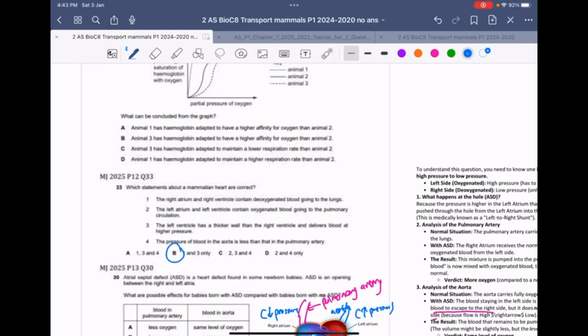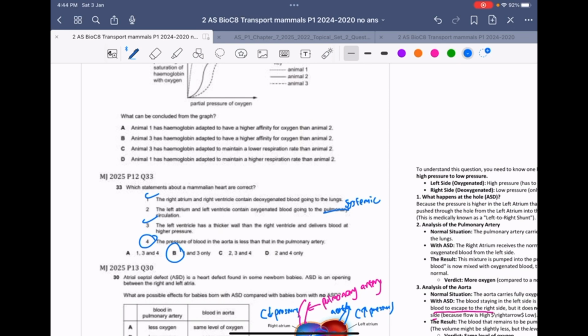Answer is B. So 1 and 3 are correct. Number 2 is wrong, because the left atrium and left ventricle contain the oxygenated blood going to the systemic circulation. It's not pulmonary. Pulmonary circulation is entered by the right atrium and right ventricle.